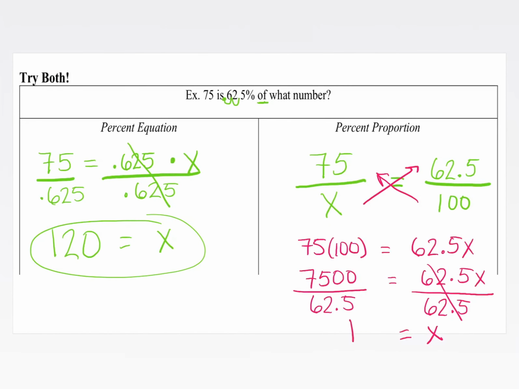So yay, it matches. And there we have it. So 75 is 62.5% of what? It is 62.5% of 120.